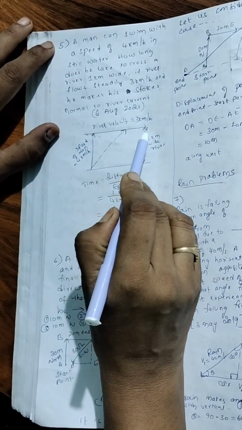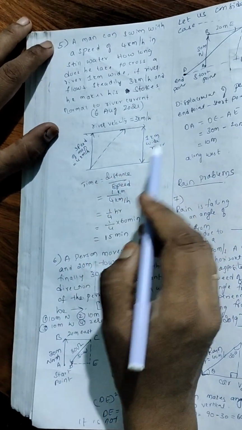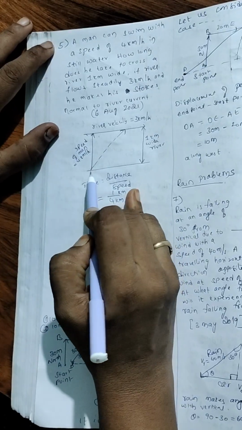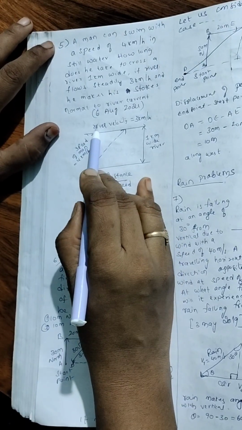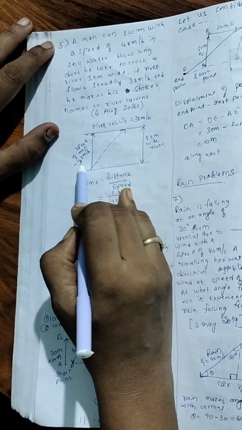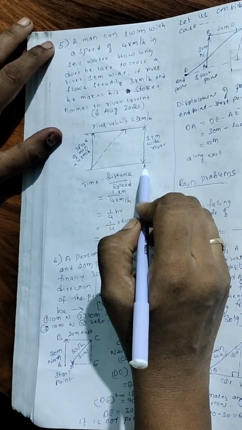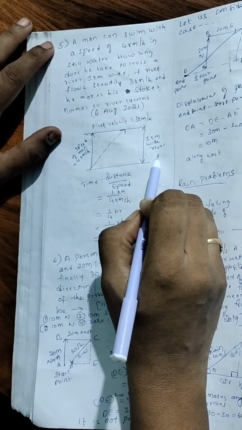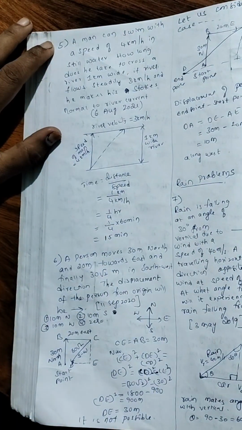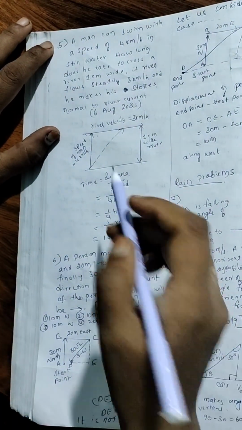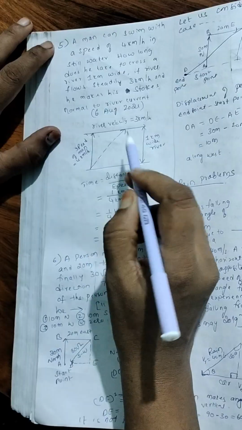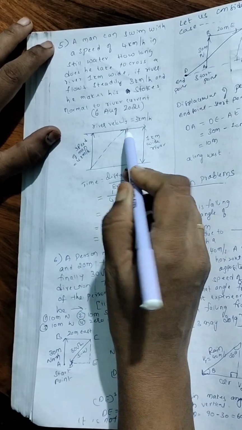Now this is the river velocity he gave, 3 km per hour. And the man, from here to here, he has to cross, let us assume, with 4 km per hour. Now the river is 1 kilometer wide, he is saying. Now what is he asking? He is asking to find the time. How much time does that man take to reach from here to here?